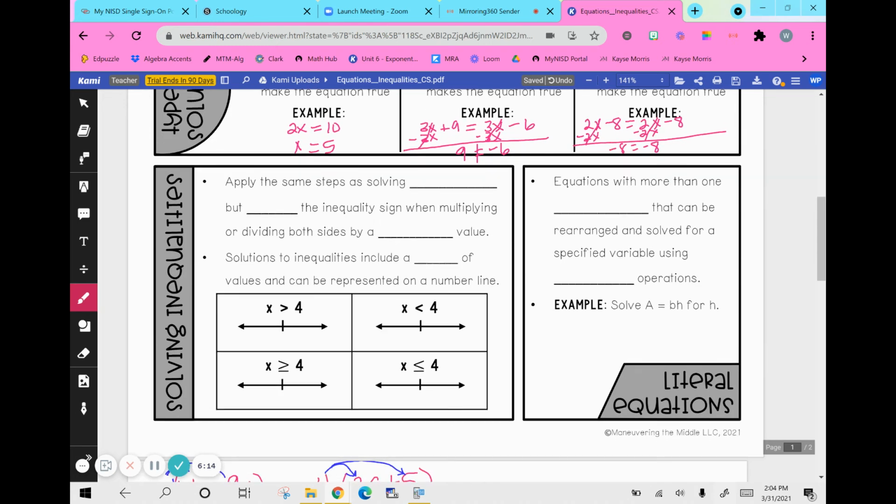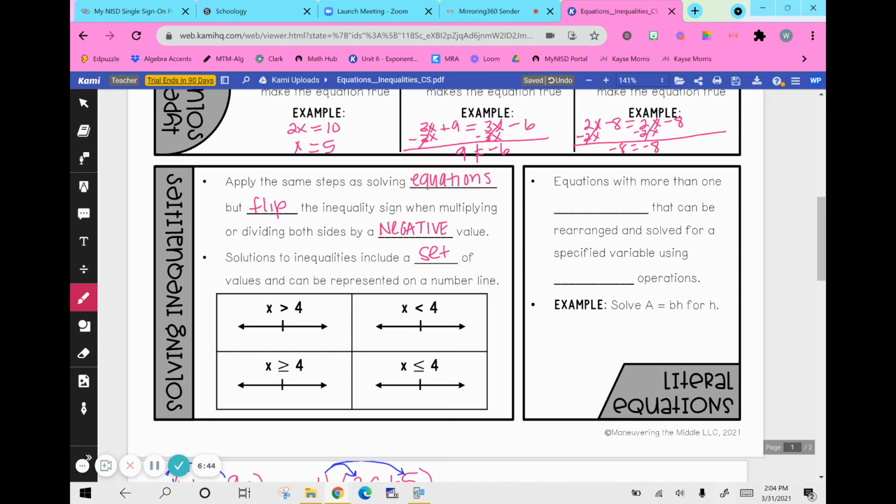Okay, and then it says solving inequalities. So that's when you have a less than, greater than, less than or equal to, greater than or equal to symbol there, okay? It says you're going to apply the same steps as solving equations, but you have to remember to flip that inequality sign when multiplying or dividing both sides by a negative value. Solutions to inequalities include a set of values. It's not just one number, it's a set of values and can be represented on a number line.